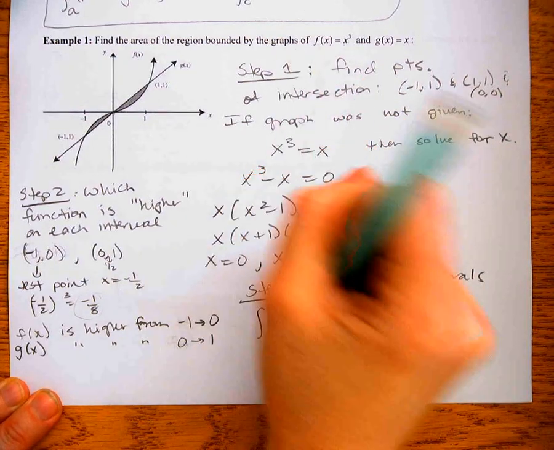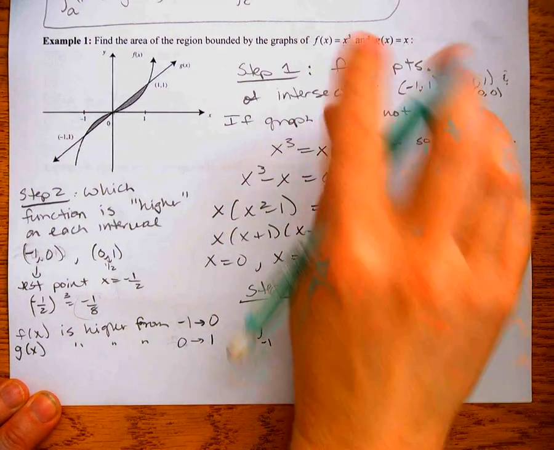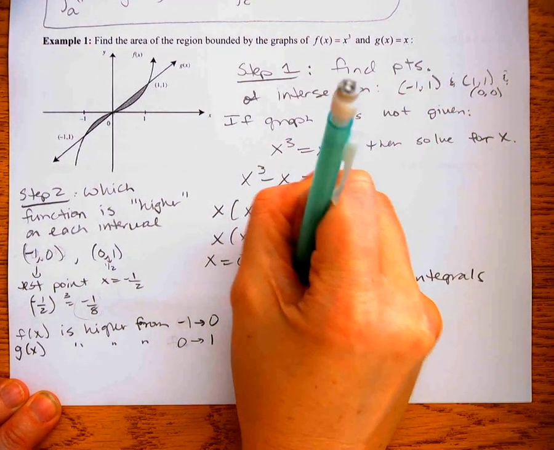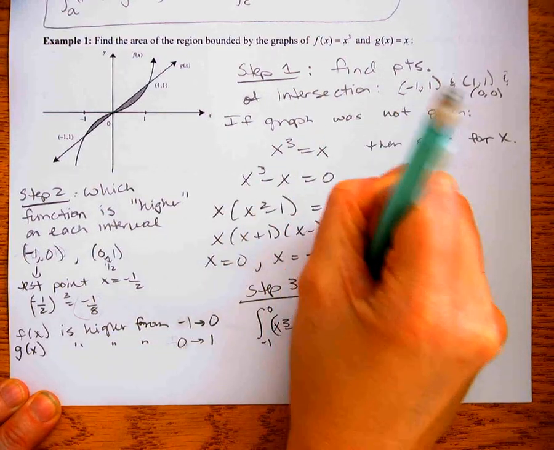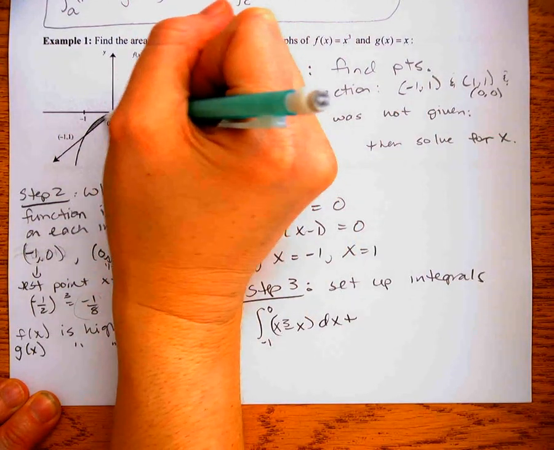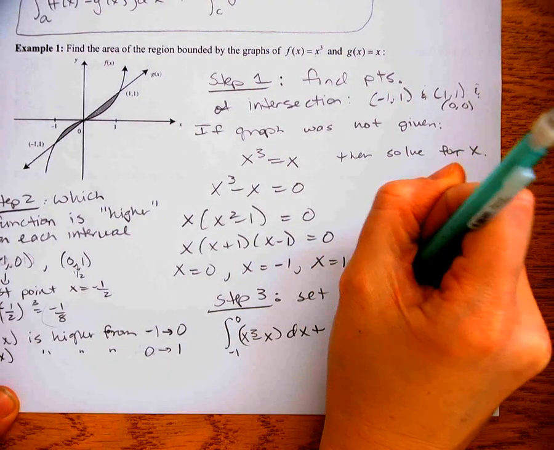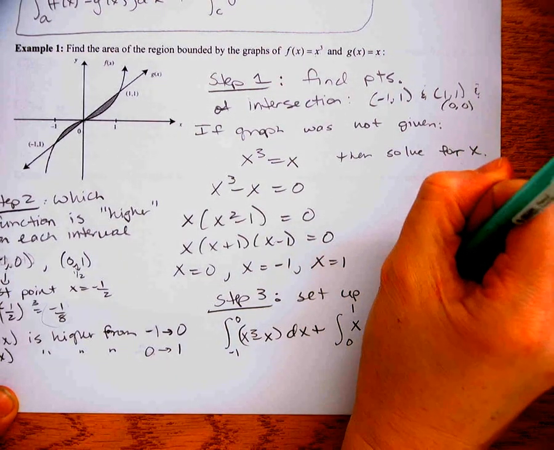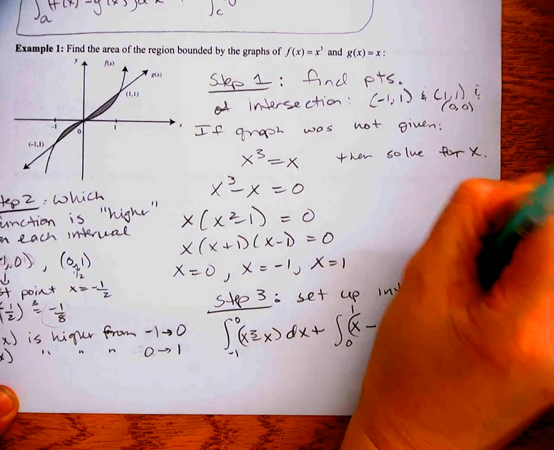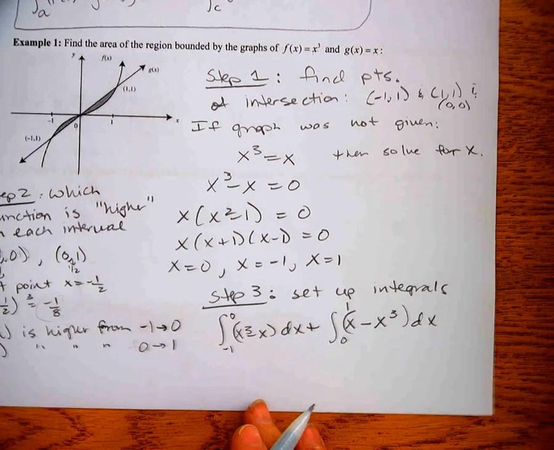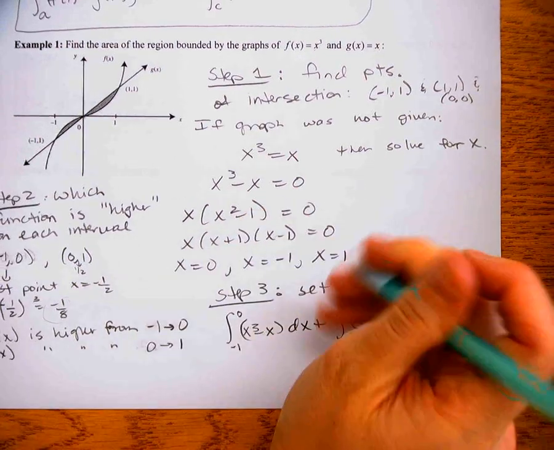So I'm going to first integrate from -1 to 0, and I'll have f of x go first. So it's x cubed minus x dx. And that'll help me find this area. And then to find that area, I just integrate from 0 to 1. But now the x is greater, so I do x minus x cubed dx. So then for this one here, I just take the antiderivative.